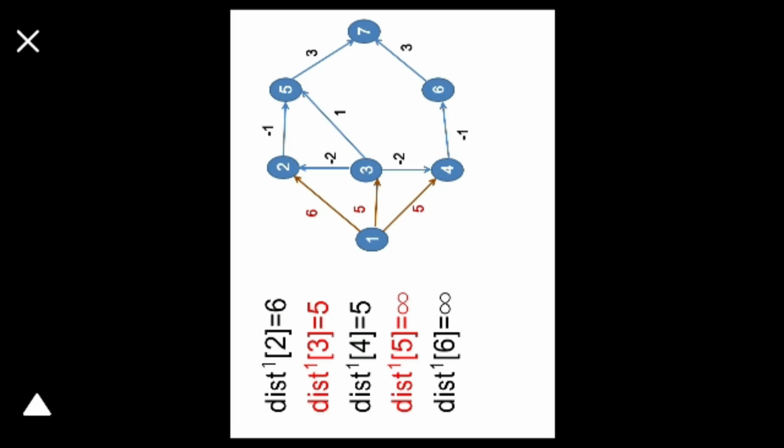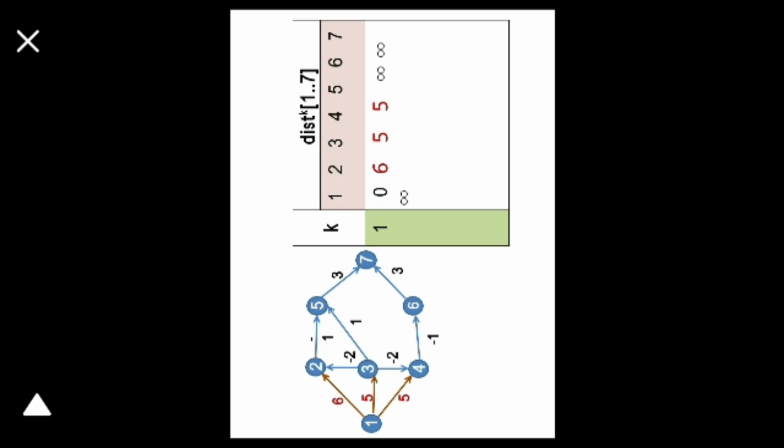Now distance from source to vertex 5 with 1 edge. Is there a direct single edge from source to vertex 5? No. So it is infinity. Similarly, distance from source 1 to vertex 6 with direct edge. Is there a direct single edge from 1 to 6? No. So again it is infinity. Similarly, distance from source 1 to vertex 7 with single edge. There is no such single edge from 1 to 7. So again it is infinity. So we have filled the first row.